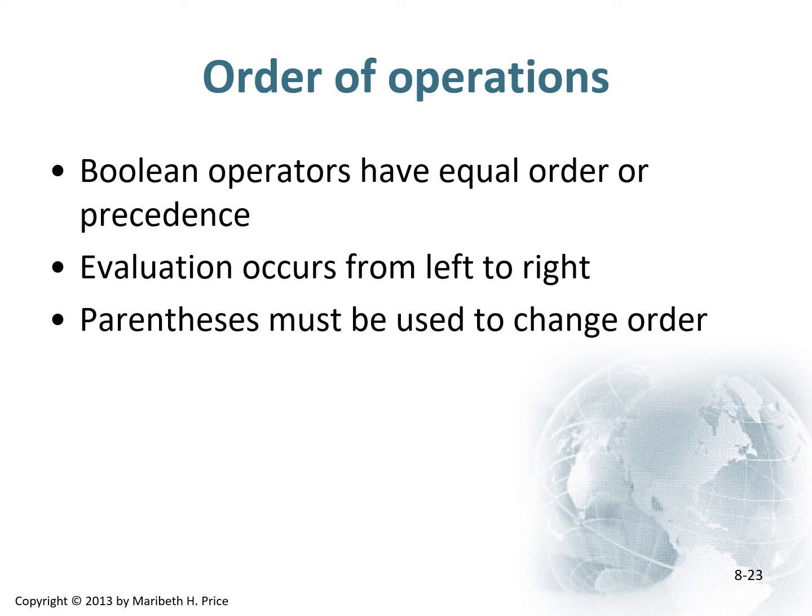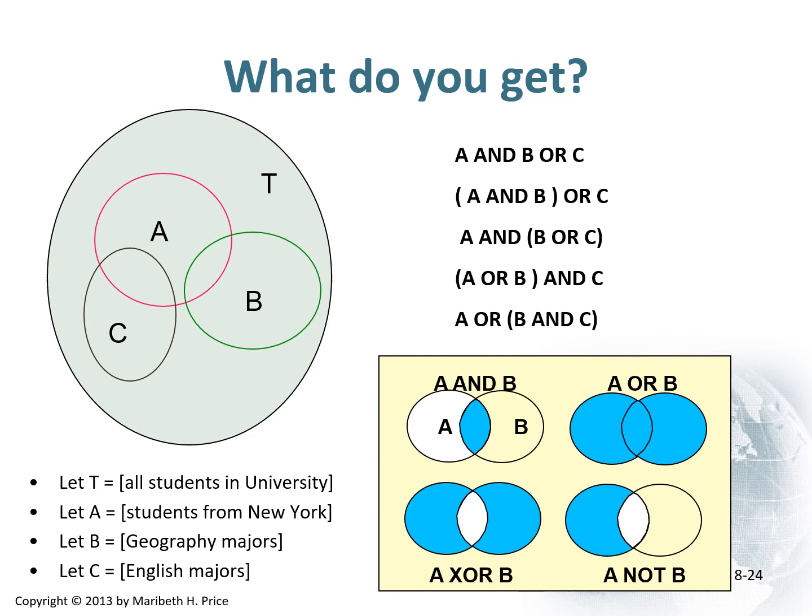Order of operations is also a key element to remember. Basically, Boolean operators have an equal order of precedence. Evaluations always occur from left to right, and parentheses must be used if you want to change that order. So if you don't want to strictly go left to right, then you have to put parentheses around things. Here are more of these diagram examples for you to think about how the parentheses play into what is what.